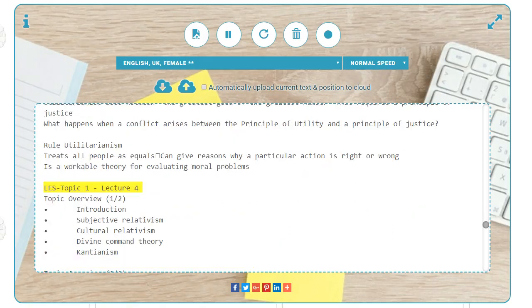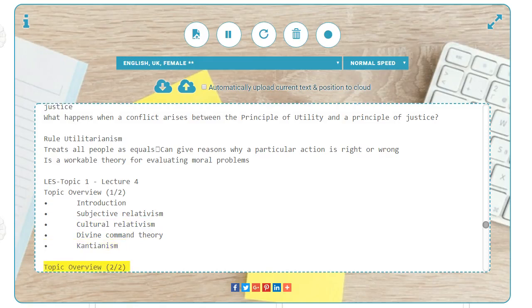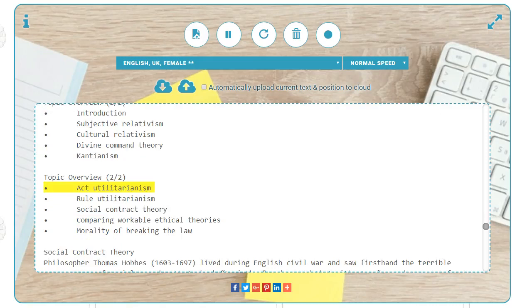Topic 1, Lecture 4. Topic overview, part 1 of 2: Introduction, subjective relativism, cultural relativism, divine command theory, Kantianism. Topic overview, part 2 of 2: act utilitarianism, rule utilitarianism, social contract theory, comparing workable ethical theories, and the morality of breaking the law.